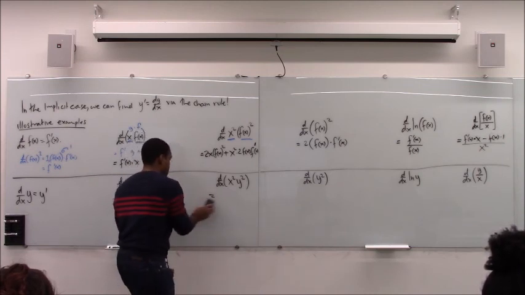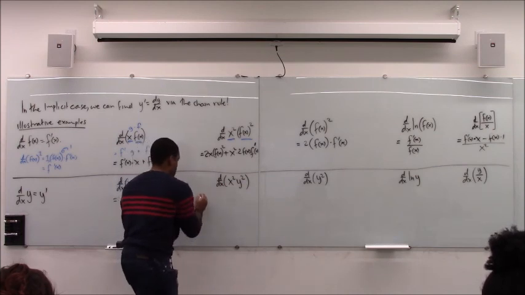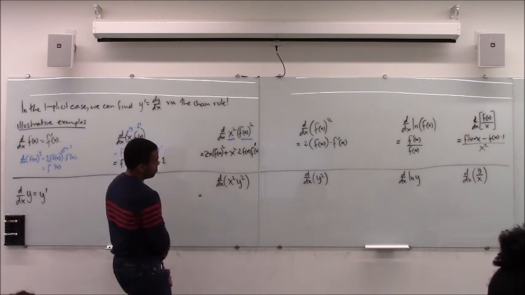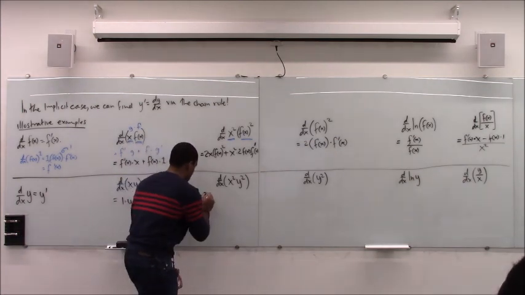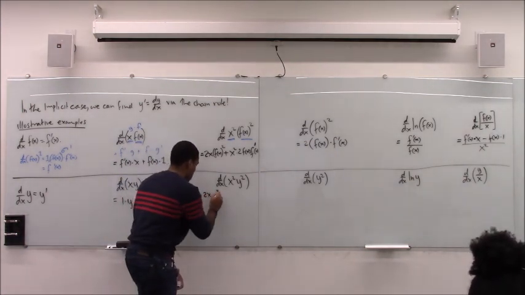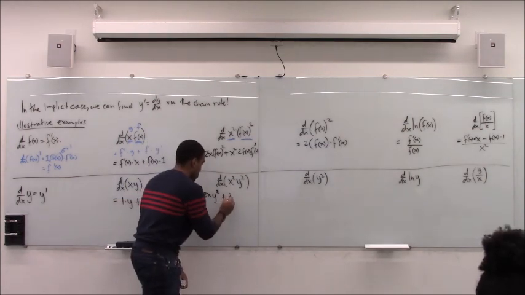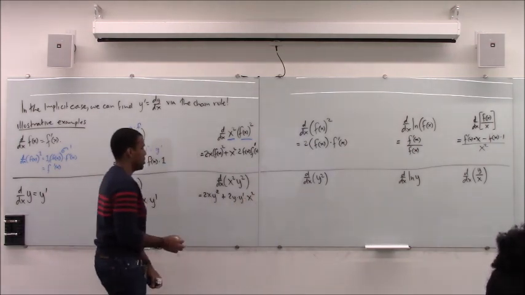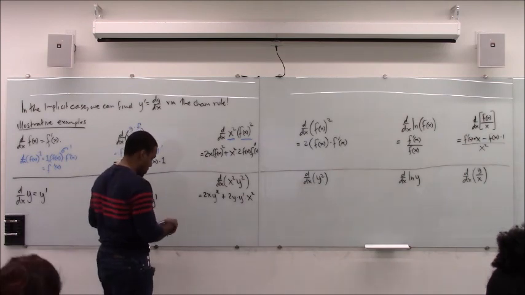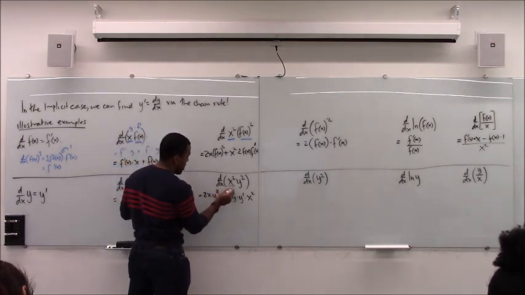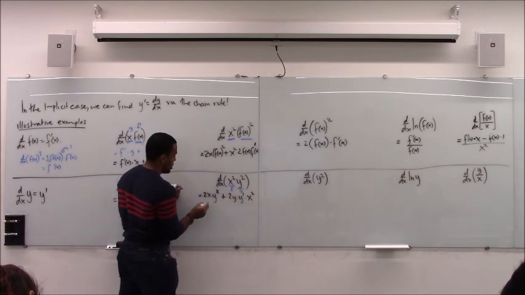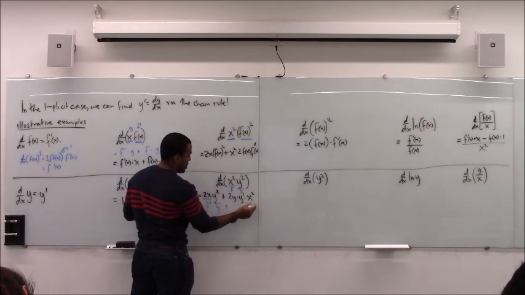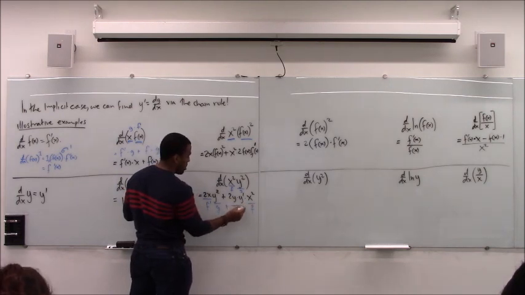What's this one going to look like? 2x times y squared plus 2y times y prime times x squared. So here you differentiated one function times the other. So this is like your f, that is like your g. So what you did was f prime times g plus f times g prime.